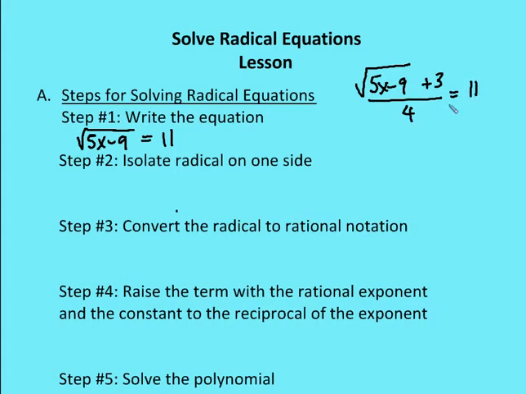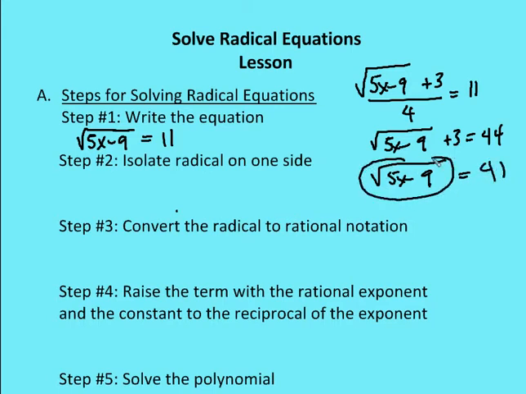So in this case, I'm going to multiply both sides by 4. I get the square root of 5x minus 9 plus 3 is equal to 44, and then I subtract 3 from both sides. The square root of 5x minus 9 is going to be equal to 41. So now I have an isolated radical, and I can start working on isolating the x value. I'm trying to solve for x in this case.